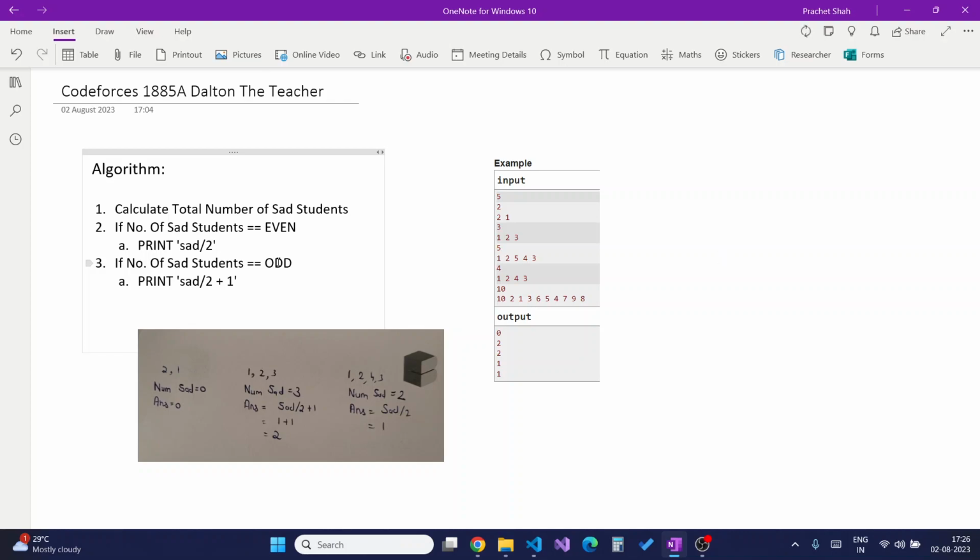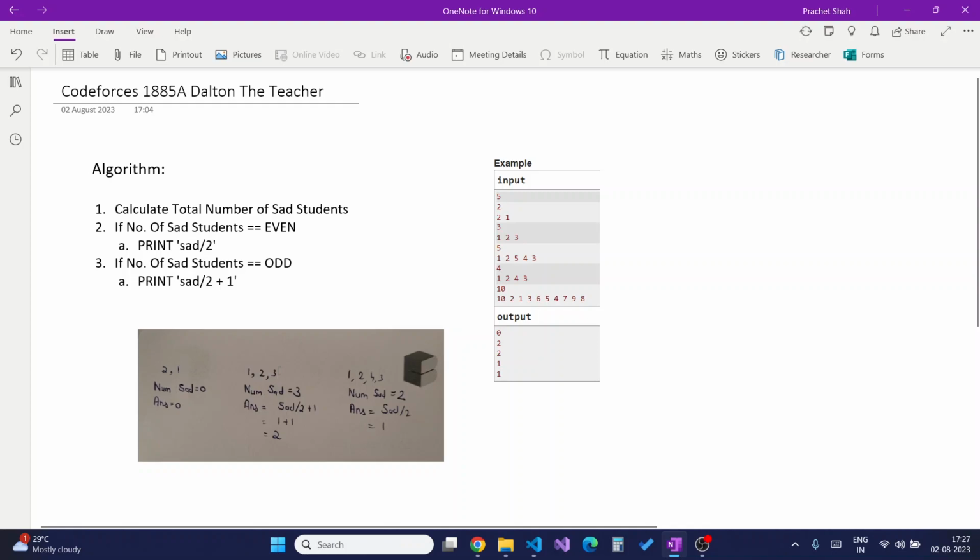And if the number of sad students is odd, then I would swap n by 2 students, and I would add +1 for the remaining student who is not at the correct position. Considering these test cases, for 2 and 1, as you can see, neither of these is sad, as the total number of sad students is 0, since 2 is at the first position and 1 is at the second position. So the answer would be 0 here.